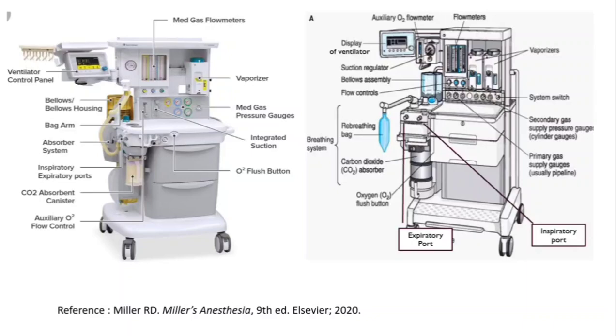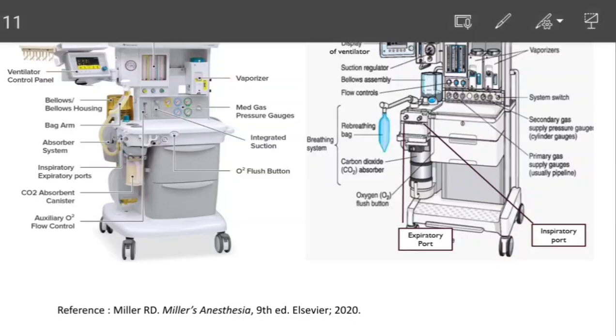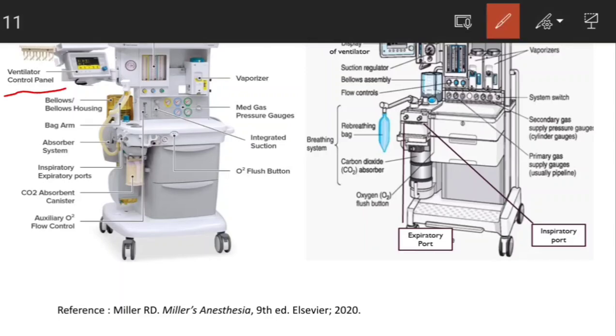So now let's have a look at the different components of this anesthesia delivery system. The first component is the ventilator control panel. So here we have the ventilator control panel. What is the function of this? This is a kind of brain of the machine. It allows us to control the patient's breathing, like adjusting the volume, rate or the pressure.